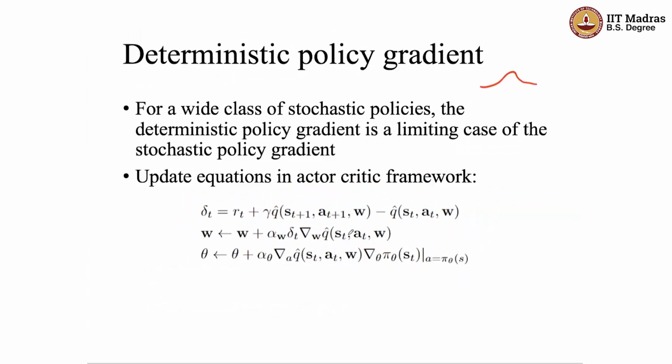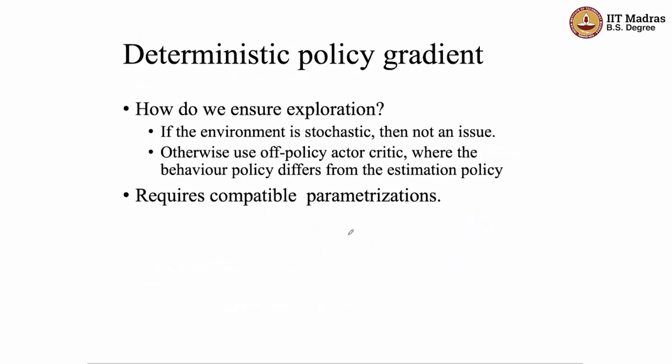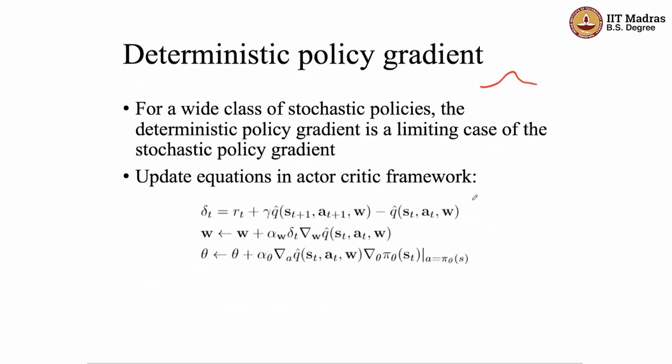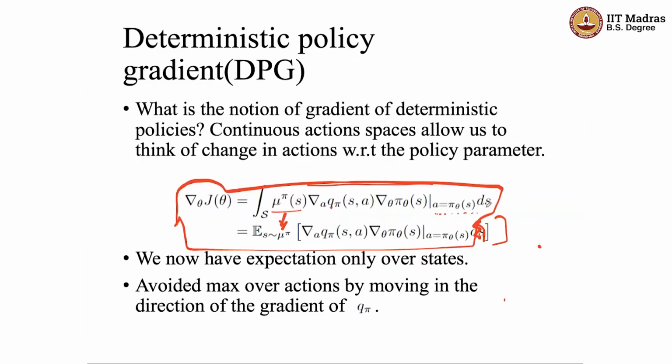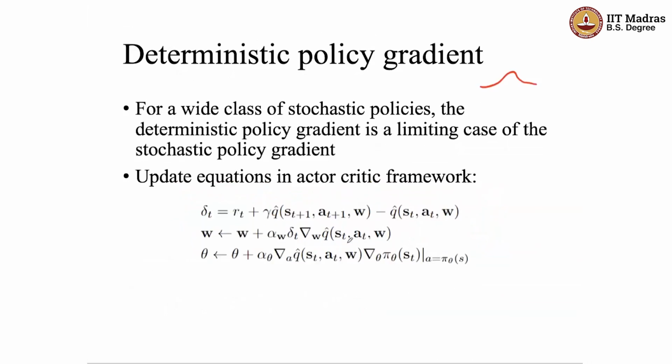And so here is the set of equations. Of course, this is an actor-critic, so we need the Q function. We can look at it in the actor-critic setting. You can't really replace the Q function with samples of the return or anything, because you really need the gradient of the Q with respect to the action.